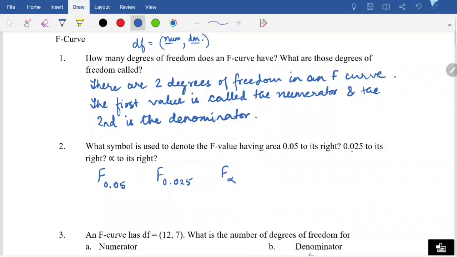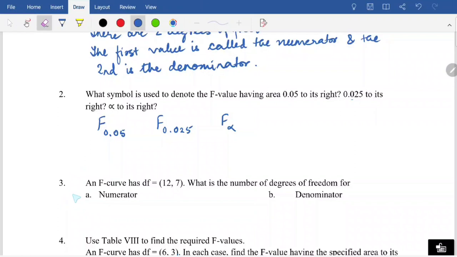Now the next one, question number 3, is to see whether you can identify which of these pair of values represent the numerator df and the denominator df. So an F curve has df of 12,7. What is the number of degrees of freedom for the numerator? The first value is the numerator, so the numerator is going to be 12, and the denominator is the second one, therefore it's going to be 7.